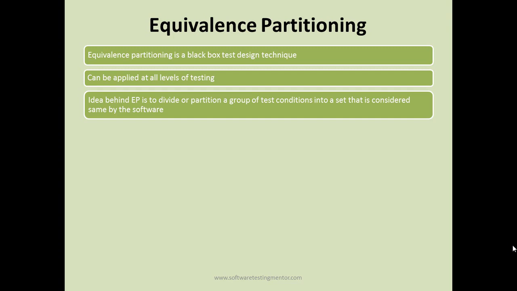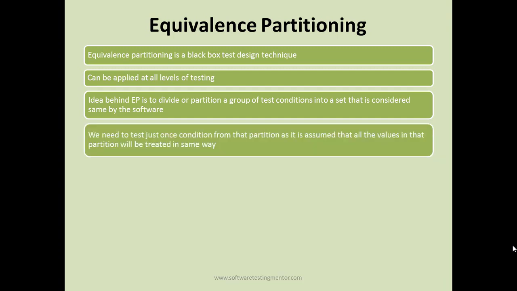of how equivalence partitioning is done and how you design your test cases by using equivalence partitioning. We'll take more examples as we go ahead. We need to test just one condition from each partition, as it is assumed that all the values in that partition will be treated in the same way. So in the valid and invalid partitions, you need to test just one value from those partitions, because it's assumed that all the values in those partitions will be treated in a similar way. That's the idea behind equivalence partitioning.